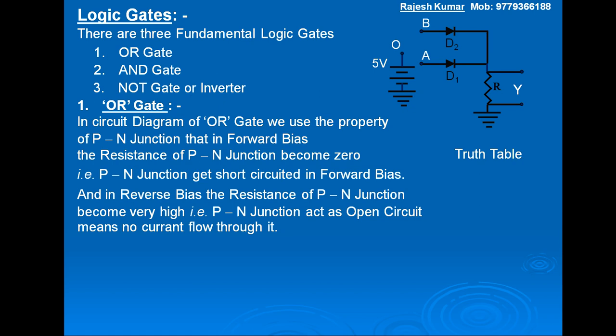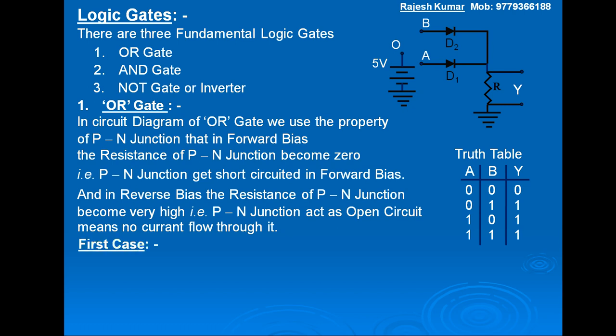Now the truth table of OR gate is, this is input A, input B and output Y. First case, when both inputs are 0, output is 0. Second case, when A is 0 and B is 1, output is 1. Third case, when A is 1, B is 0, then output is 1. Fourth case, when both inputs are 1, the output is also 1.